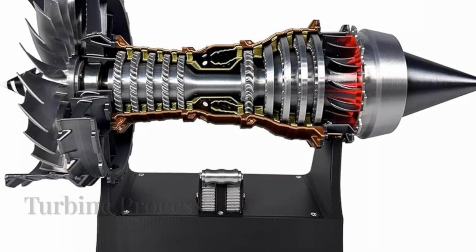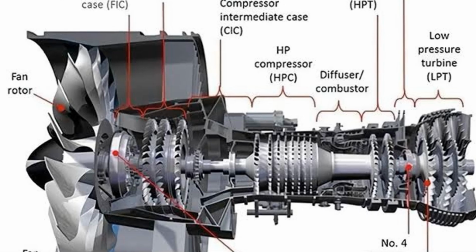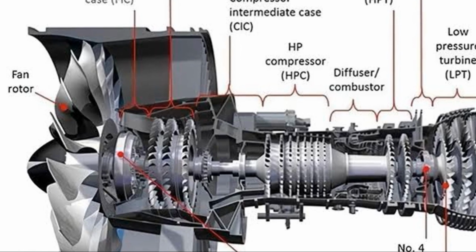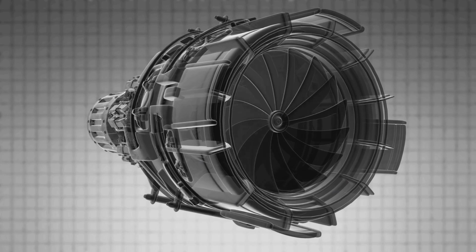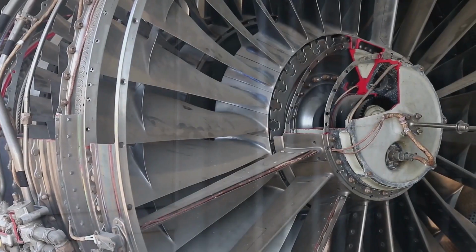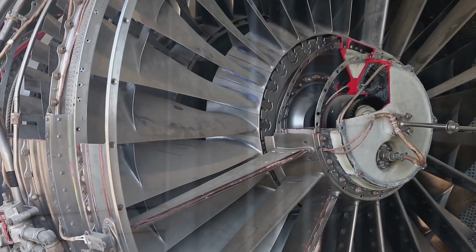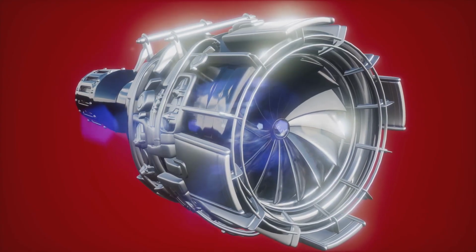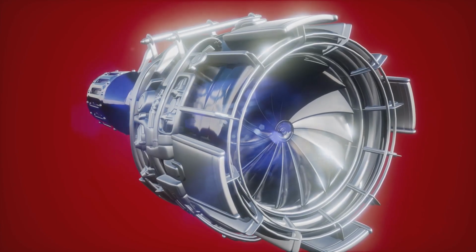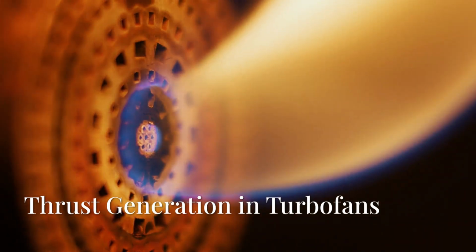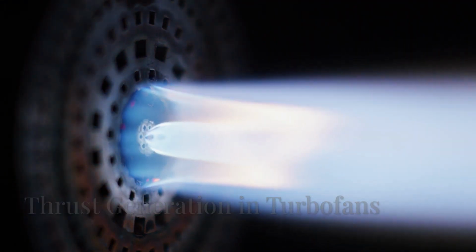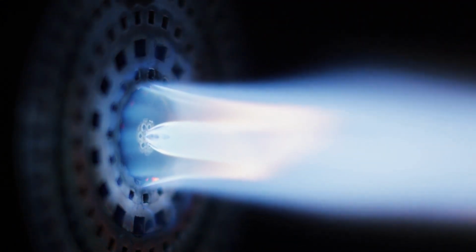The expanding gases flow into the turbine section, where the turbine blades extract energy from the high-speed gas, causing the turbine to spin. This spinning motion powers the compressor and fan. In modern turbofans, the turbine is often connected to both the compressor and the fan. After passing through the turbine, the exhaust gases exit the engine.